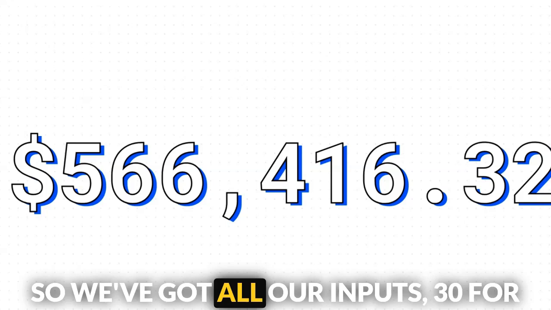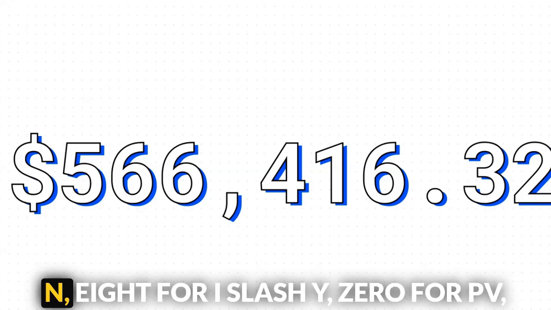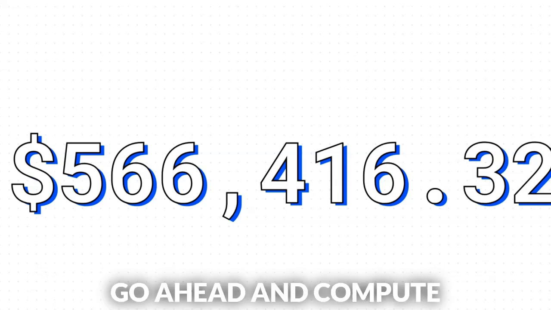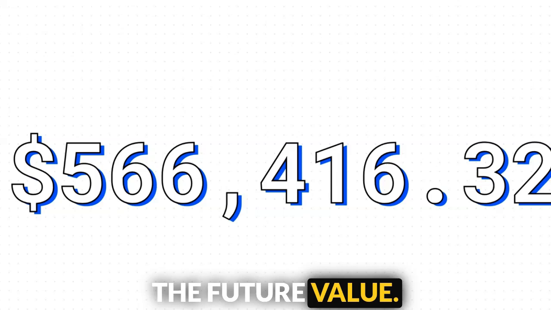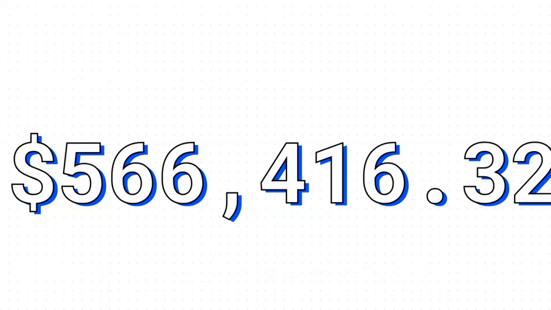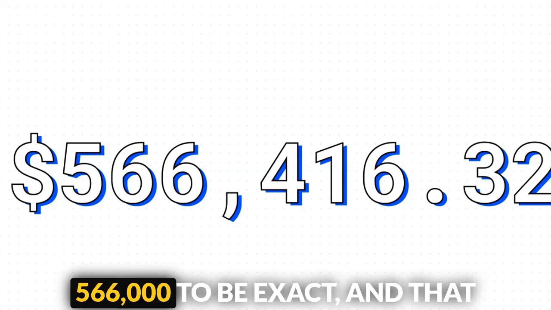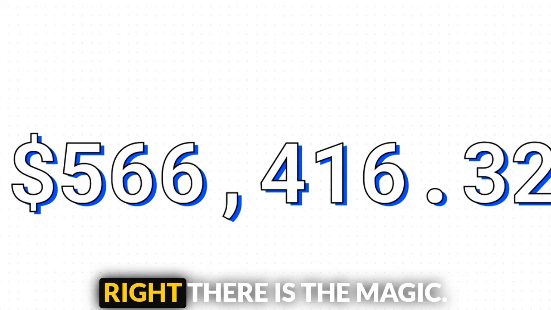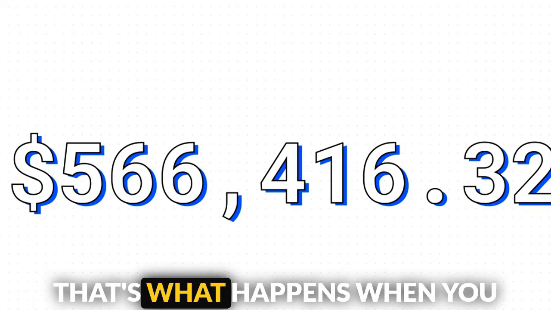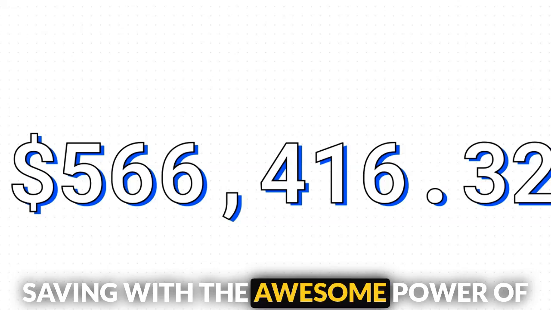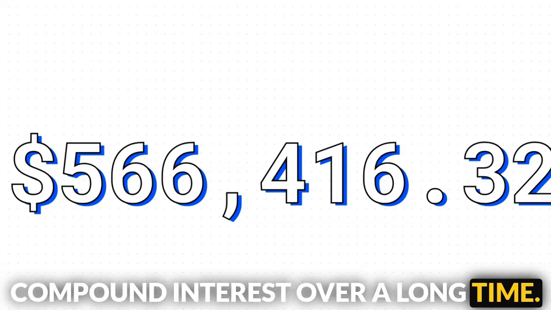So we've got all our inputs. 30 for N, 8 for I/Y, 0 for PV, and that negative 5,000 for PMT. Go ahead and compute the future value, and what do you get? Whoa, look at that number. Over $500,000. $566,000 to be exact. And that, right there, is the magic. That's what happens when you combine consistent, disciplined saving with the awesome power of compound interest over a long time.